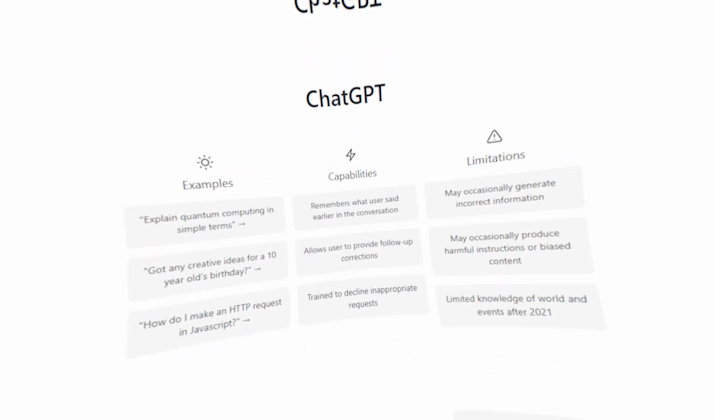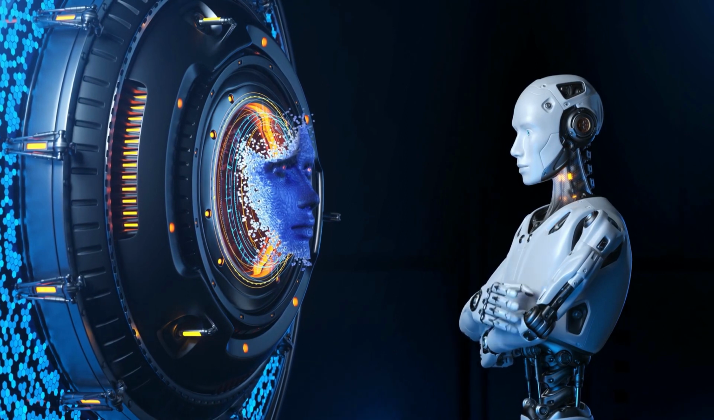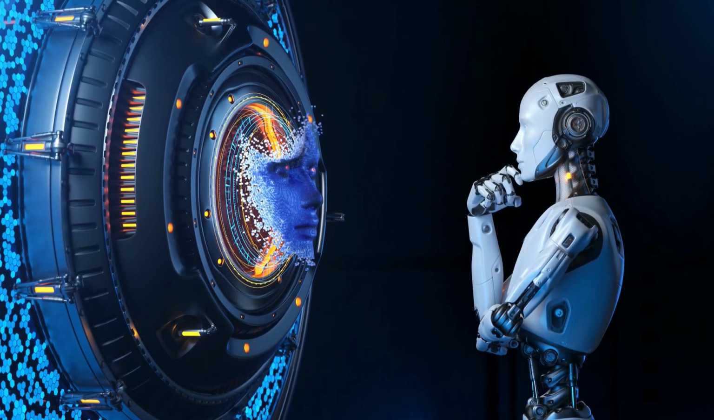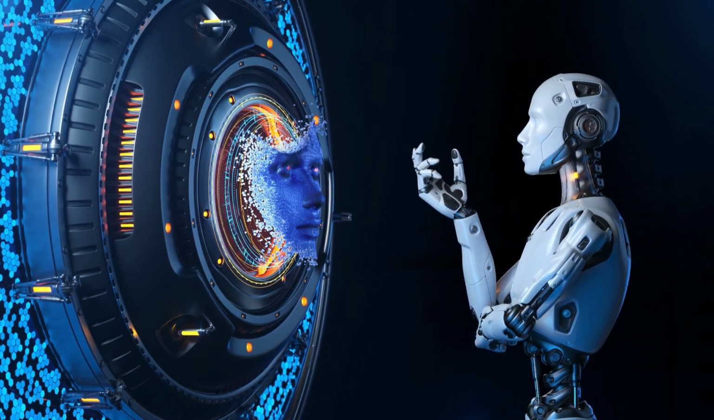So, let's dive into it. The cost of training an artificial intelligence model can vary greatly depending on several different factors, such as the size of the model, the amount of data used to train it, and the number of computing resources that are required.